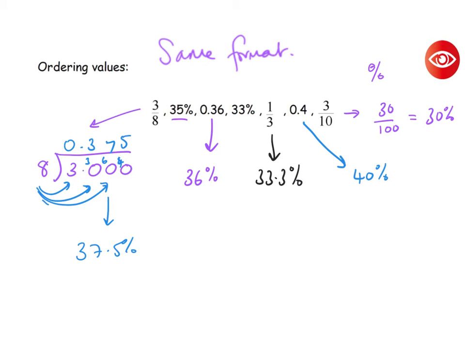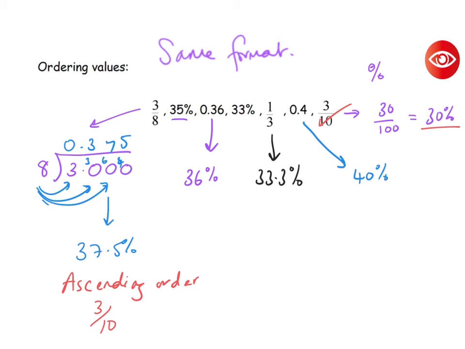Now once you've got them all into the right format, we then have to put them in order. So let's go for ascending order. So we're going to put them from smallest to bigger, so they're getting bigger. Okay, we have to put them in the right format. So we're going to start with the lowest, which is obviously the 30%, which is 3 over 10.